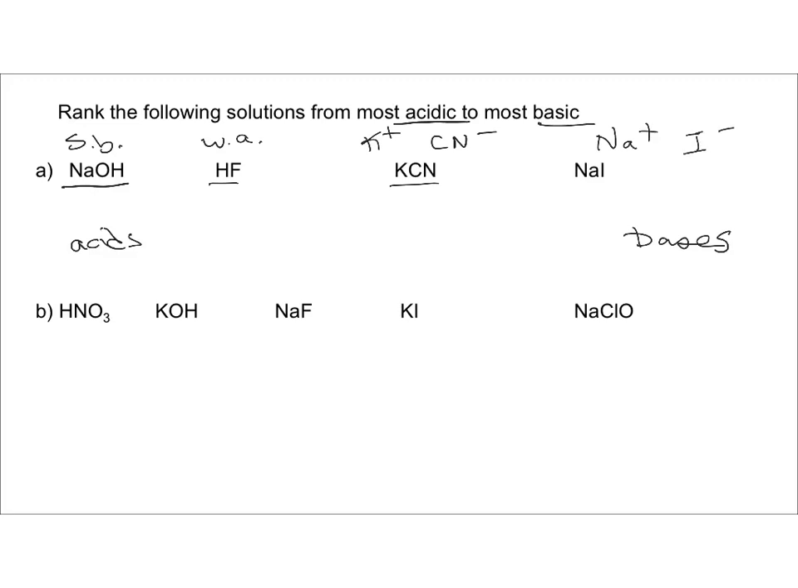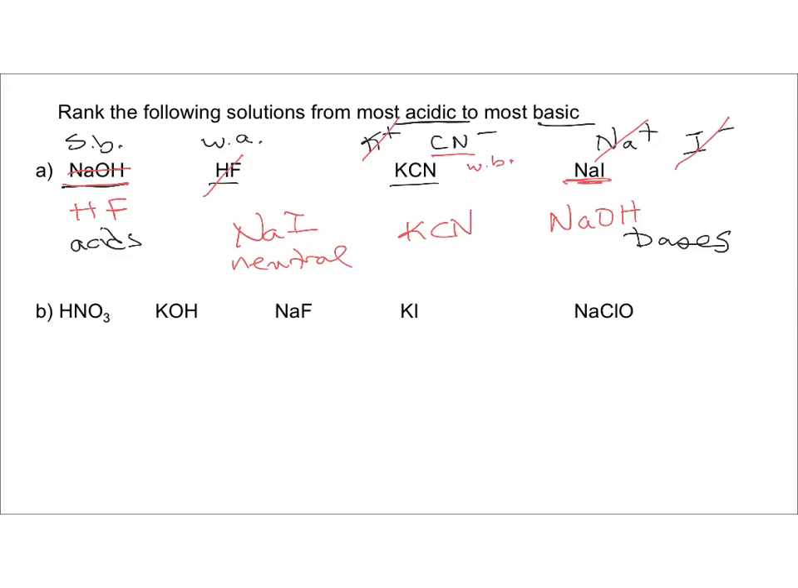So the question then is now, what is acidic, basic, and what is neutral? So we know that NaOH is a strong base. So it is going to be the most basic. We know that HF here is the only acid, so it is going to be down here. If we look at the other two, NaI is going to be neutral. We know that because both of these are inert. And KCN is K plus, which is neutral, and CN minus, which is a weak base. So our next species here is going to be KCN, with NaI in the middle being neutral.